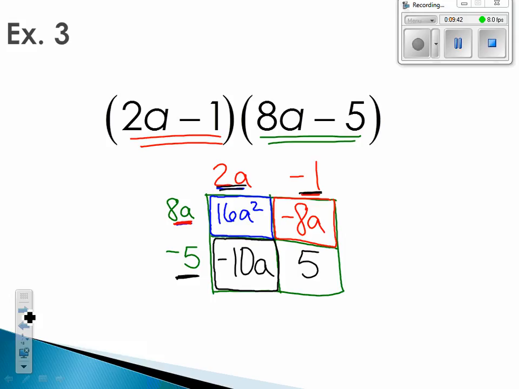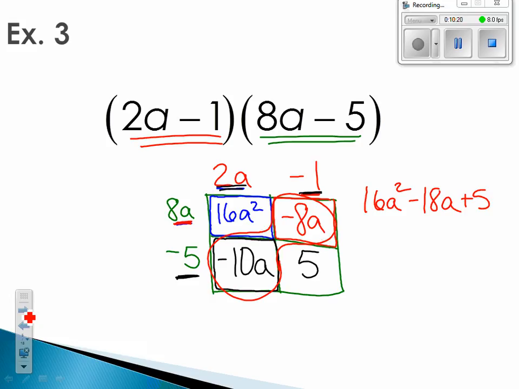Well, there are all my terms, but now I have to simplify because I've got some like terms. Combine my like terms. Nothing combines with the 16a squared, so that's going to be in my final answer. Then I've got negative 8a and negative 10a. If I add those together, that's negative 18a. I don't have anything that combines with my 5, so I just write plus 5.